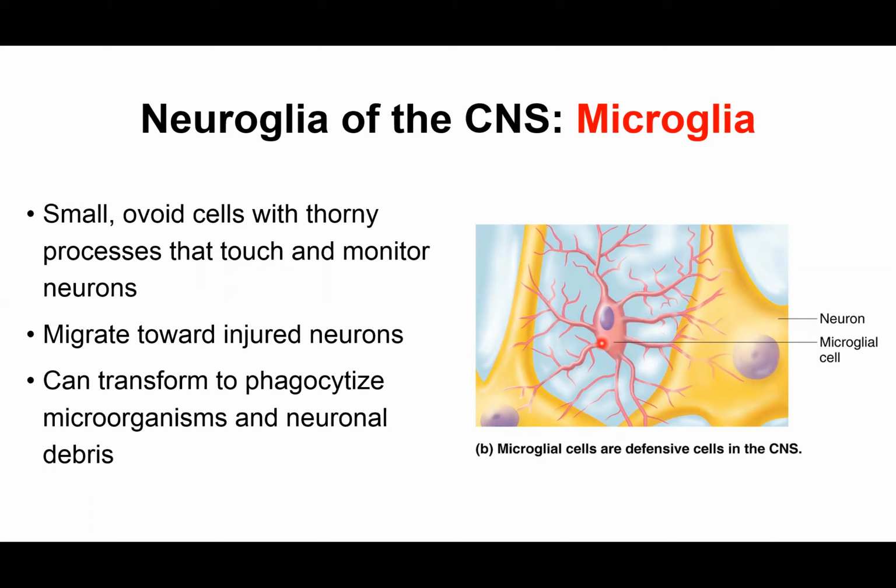Okay, so these are basically like our little defense cells in the central nervous system that are sort of swarming around neurons, checking on them and making sure they're okay.